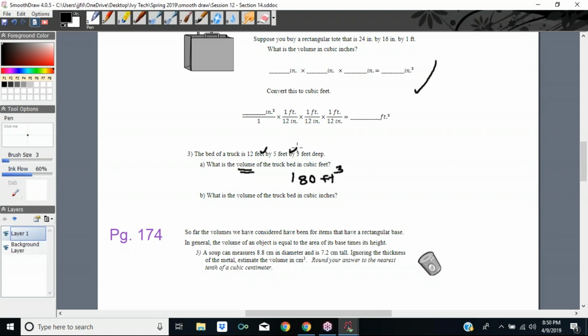Notice how we have 3 units of feet there, right? And then it wants to know what this is in cubic inches. So we'd have to take the 180 cubic feet and convert that into inches. We'd have to do it 3 times, and that'll get us inches cubed.